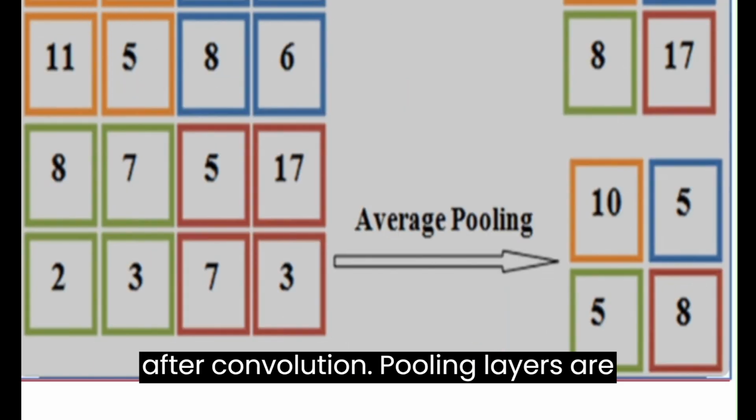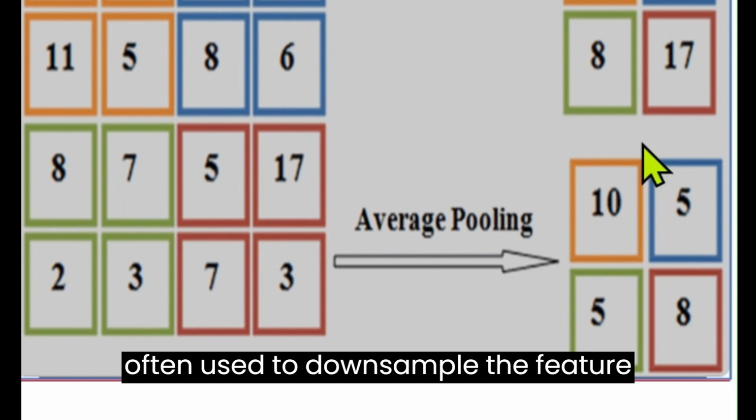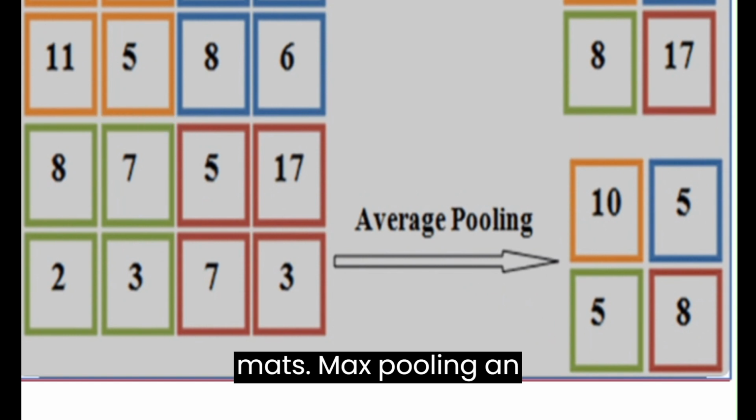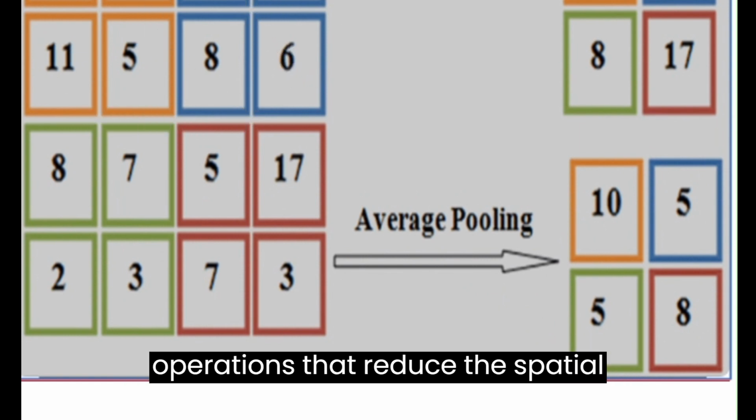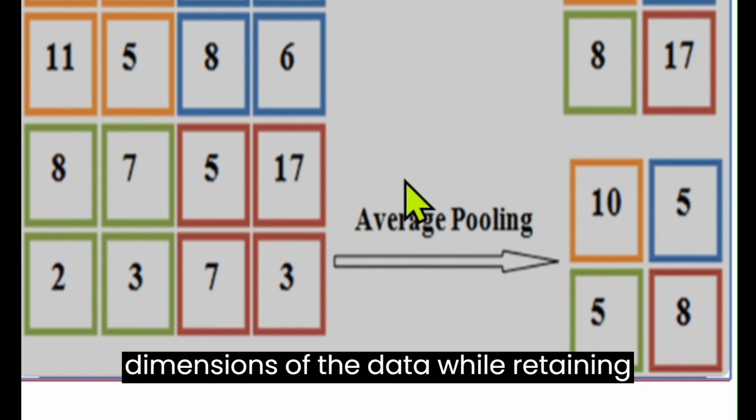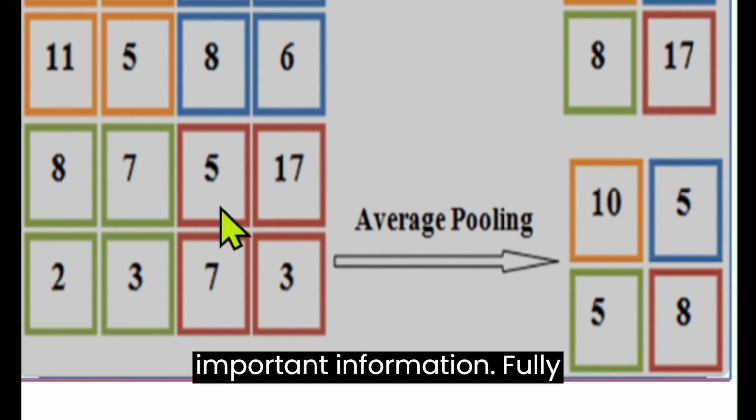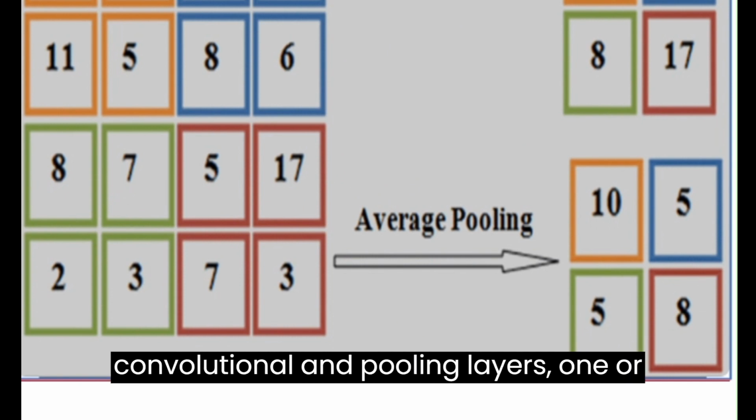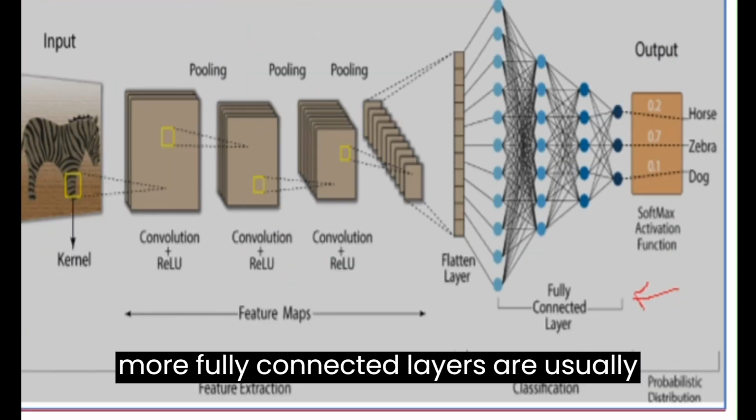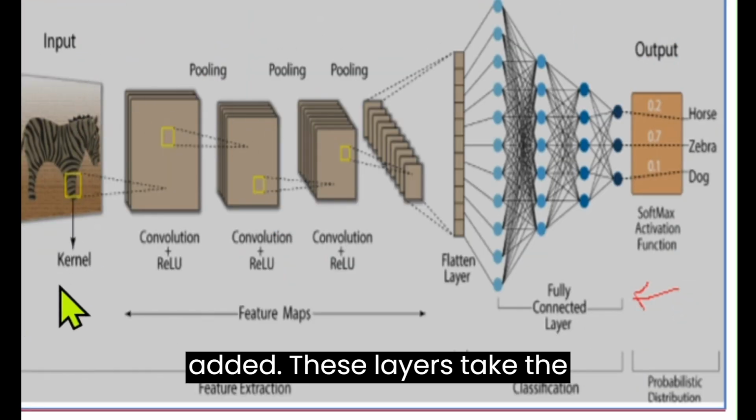Pooling layers. After convolution, pooling layers are often used to downsample the feature maps. Max pooling and average pooling are common pooling operations that reduce the spatial dimensions of the data while retaining important information. Fully connected layers. After several convolutional and pooling layers, one or more fully connected layers are usually added.